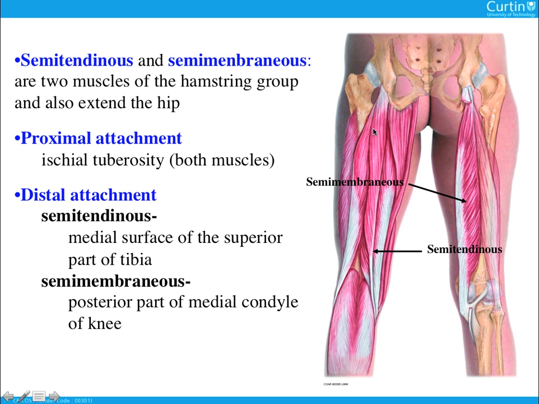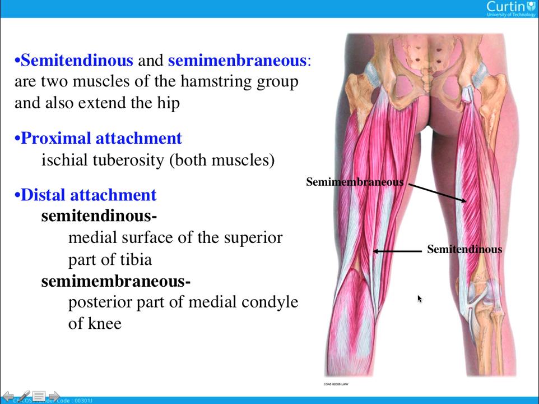Proximal attachment, ischial tuberosity. Distal attachment: semitendinosus will go down to the pes anserinus. Okay? So there's three things now inserting onto the pes anserinus. That's the sartorius, the gracilis, and the semitendinosus, in that order from anterior to posterior. So some people like to remember it as 'say grace before tea': say, sartorius; grace, gracilis; before tea, semitendinosus. Cool. Semimembranosus goes down to the medial tibial condyle.